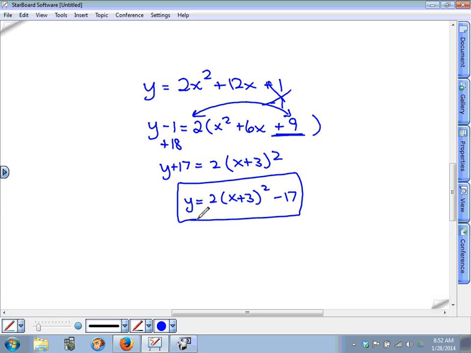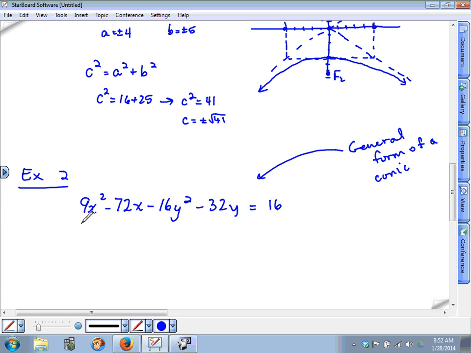Remember this? What you guys are going to have the pleasure of doing is completing the square once on the x variables and completing the square again on the y variables. Okay? We have to complete the square twice. Once with x, once with y. Matter of fact, let's write this down. General form of a conic. Complete the square on x and y.